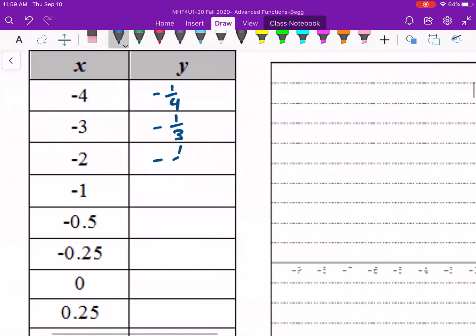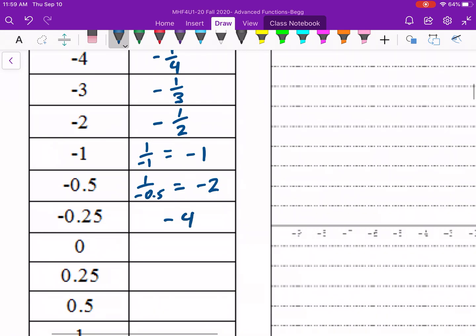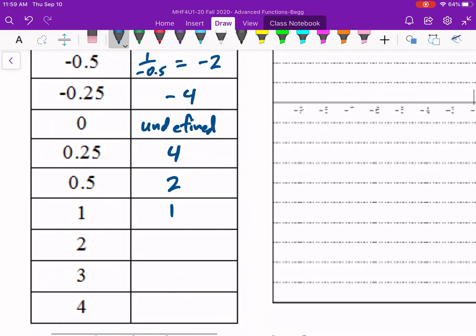So sticking in these different numbers, for this one, I'd get positive 1 over negative 1. But that's just going to equal, I'm going to simplify that down to negative 1. For this one, I'd get 1 over negative 0.5, which when I divide it out actually becomes negative 2, right? And then this one's going to be negative 4. And then this one's going to be undefined because I can't divide by 0. And then dividing by positive a quarter gets me 4, 2, 1, a half, a third, a quarter.